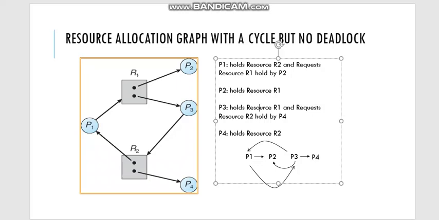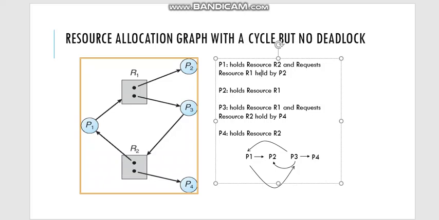So again we will take out all the four processes and we'll just write what exactly that system is given. So process 1 holds resource 2, sorry, resource 2 is allocated and it is requesting resource 1, held by whom?